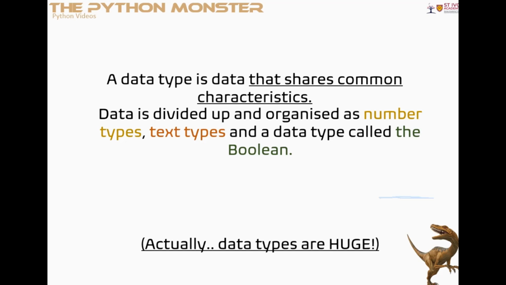Okay, data is divided up and organized as number types, text types, and the data type called the Boolean. And certainly when it comes to number types and text types, we talked a little bit earlier on about the fact that if we can't help Python and your computer contextualize the data, in other words, they need to know a little bit more about what you want to do with it, your computer cannot tell the difference. As far as it's concerned, a 0, 1 followed by 6 zeros is exactly that, and it doesn't recognize it as being either a number or a character. Okay, so we need to provide the context to help the computer manage and store data.